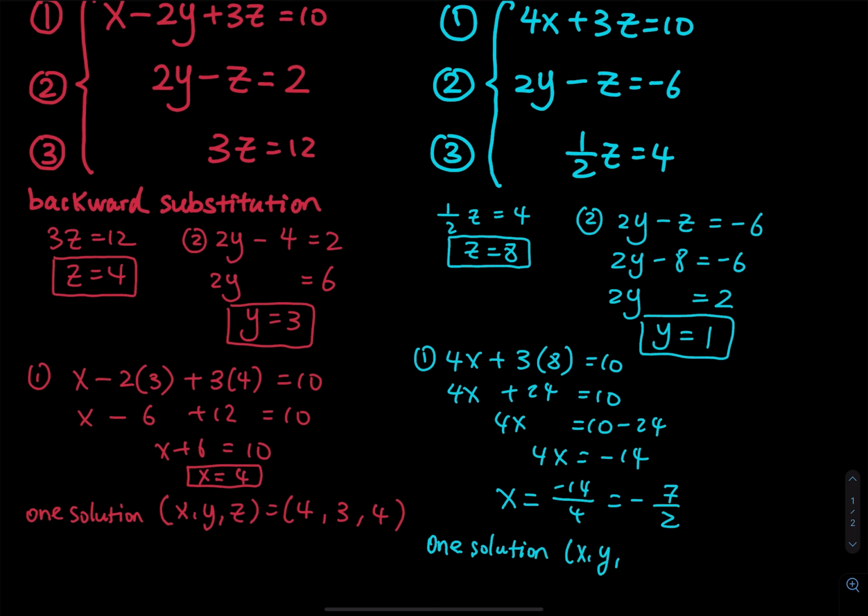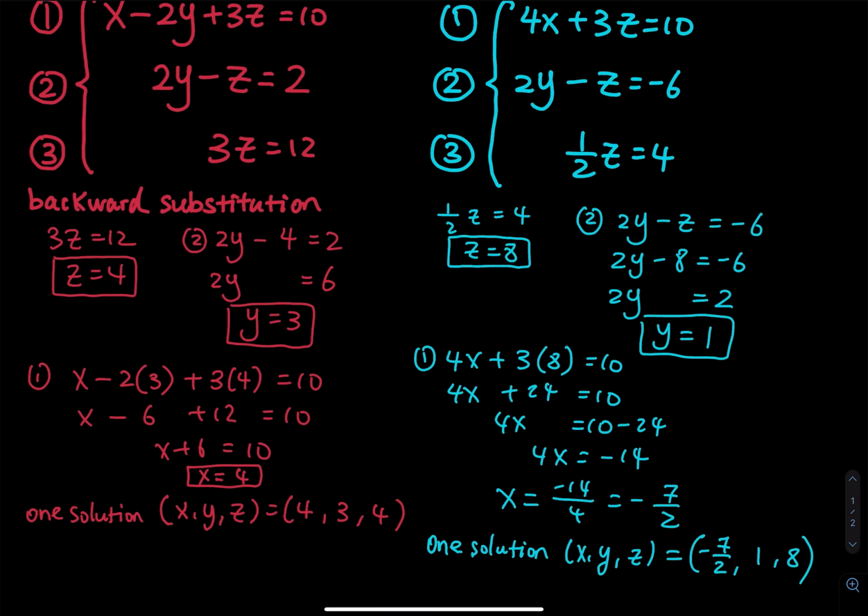x, y, z: the solution is x equals negative 7 over 2, y equals 1, and z equals 8. When you do homework online, be aware that they might not accept decimals. Sometimes you have 7 over 3. You do not want to approximate that. You want to report the exact value, which is a fraction.